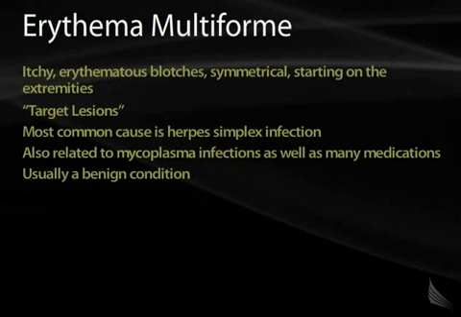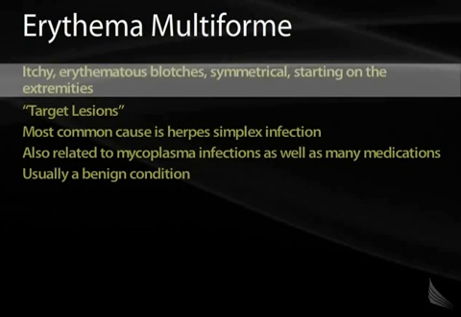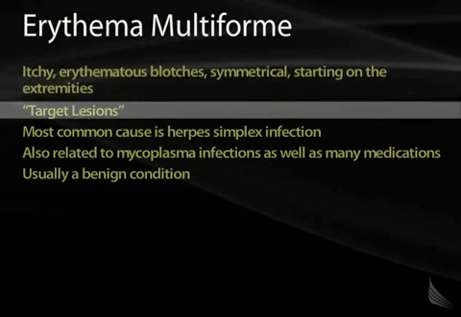Erythema multiforme is a very benign skin condition. It's mentioned here because it's thought to be a possible precursor to more serious skin conditions. It's composed of itchy erythematous blotches that are symmetrical. Usually if it's on the right side, it'll also be on the left side, and they usually start in the extremities, in the hands and the feet. The classic board catchphrase is target lesions. So if you see target lesions in a patient, think erythema multiforme.